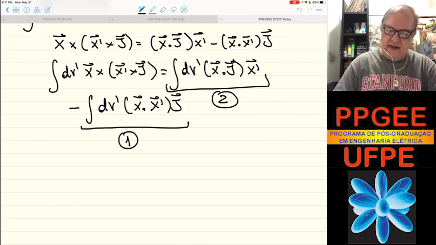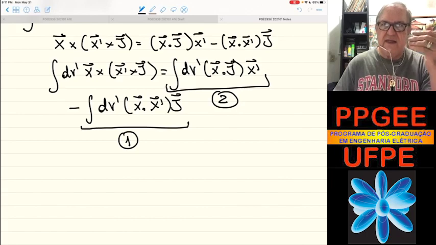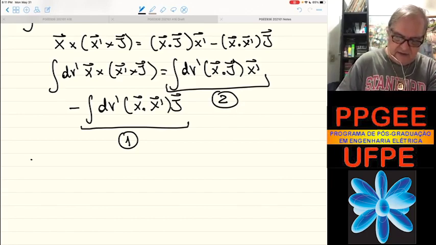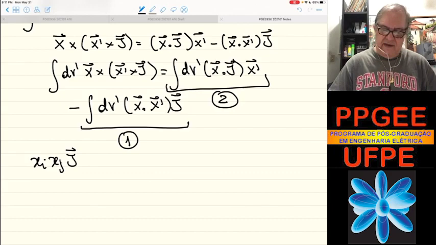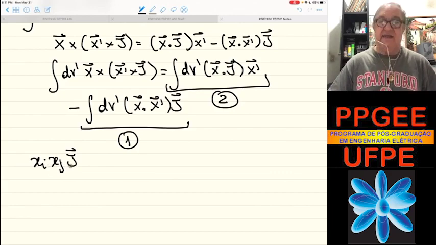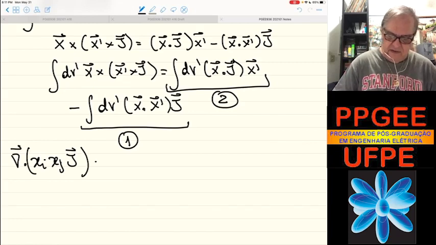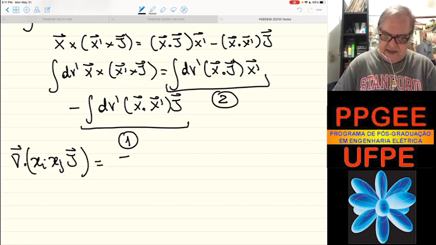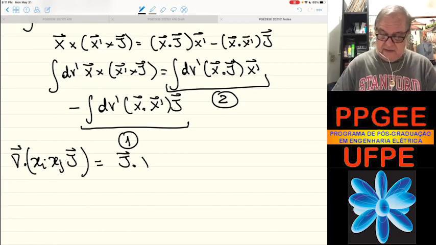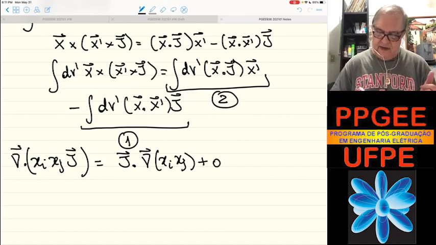We had an identity, right? Let's make a second identity. We're going to use Gauss's theorem and the fact that J is stationary. Let's construct the vector xi xj times j. Before we constructed xi times j. Now we're going to construct xi xj times j. And let's calculate the divergence of this vector. This equals j dot product with the gradient of xi xj plus xi xj divergence of j, which is 0, plus 0, right?